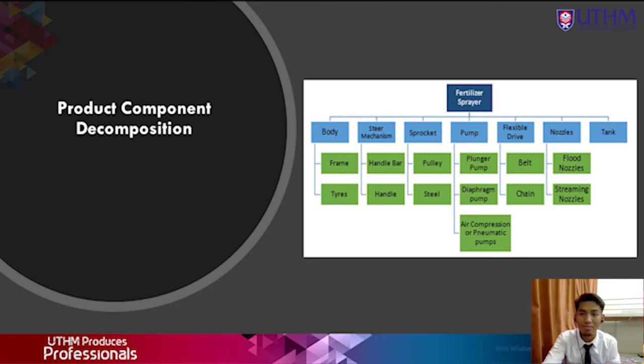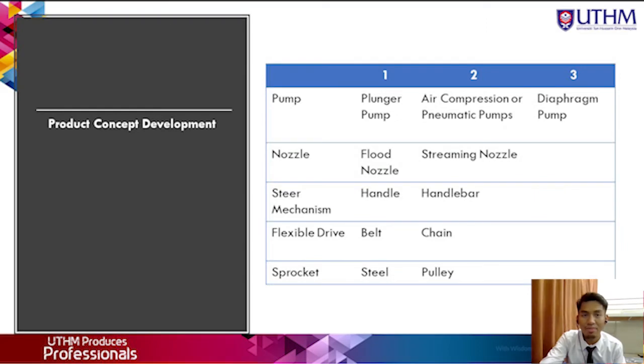And as we can see from this slide, it is a product component decomposition for a semi-automatic fertilizer sprayer, which is separated into 7 components as well as its minor component breakdown. Next slide. Product concept development.